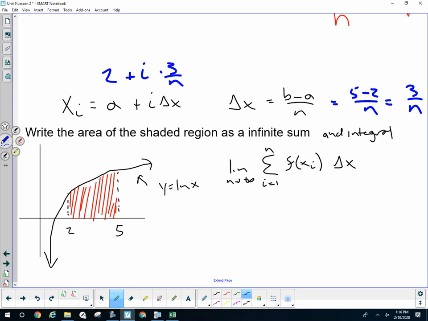If you understand x sub i is 2 plus 3i over n, if you understand delta x is 3 over n, you just need to replace f with the log function and replace x with 2 plus 3i over n and replace delta x with 3 over n. I don't think it's super hard, but yes, does it look confusing? It is. Are we going to be doing anything with it? Actually, no. You just need to understand that here is an infinite sum and this is equivalent to this infinite sum.